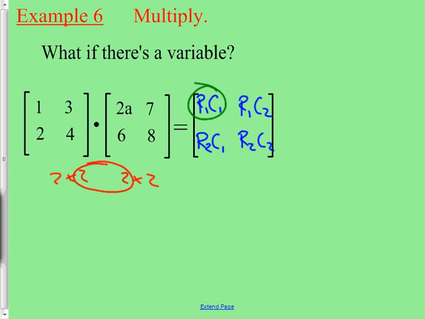Take row 1, put it with column 1. Here's row 1. Here's column 1, and 1 goes with the 2A and makes it 2A. 3 goes with the 6, makes it 18, and you add 2A plus 18 goes right there. Raise your hand if you had that one right. Okay, good. And you probably have the rest of them right.